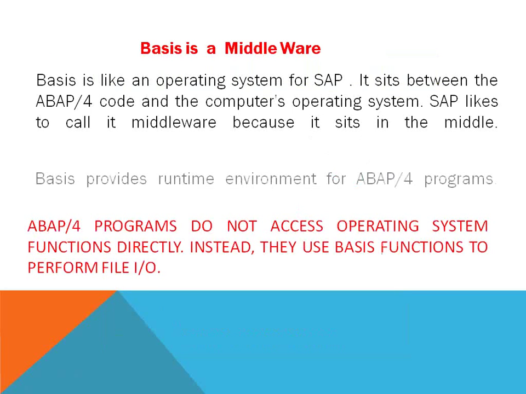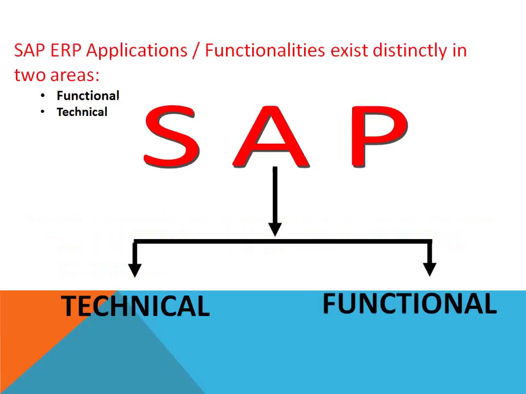So Basis is a middleware. Basis is like an operating system for SAP. It sits between the ABAP 4 code and the computer's operating system. SAP likes to call it middleware because it sits in the middle. Basis provides the runtime environment for ABAP 4 programs, and ABAP 4 programs do not access operating system functions directly. Instead, they use Basis functions to perform input and output operations.